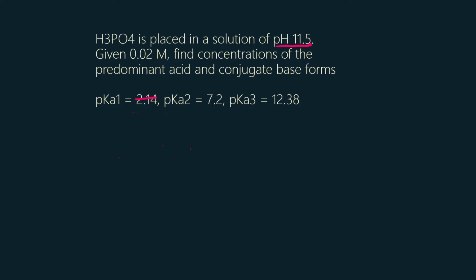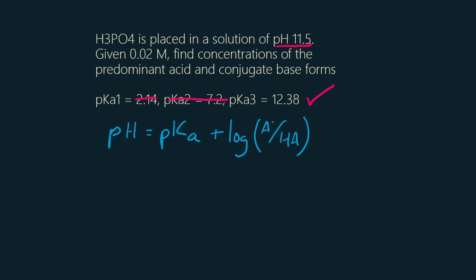11.5 falls nowhere in this range, so that's not it. Next one gives us this range, not it either. And the last one gives us this. And take note that this is the third pKa, so we know we're dealing with the last proton of H3PO4 going down to no protons.